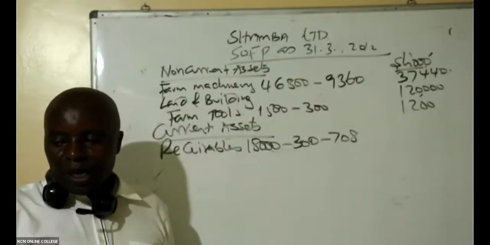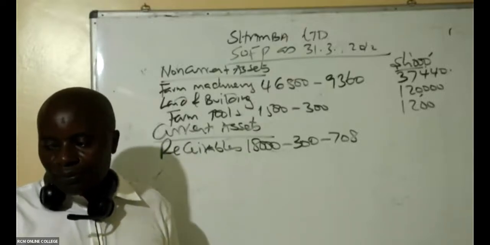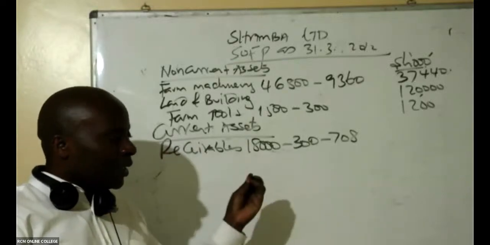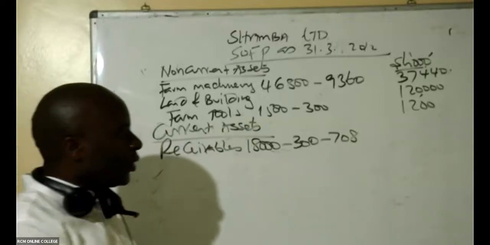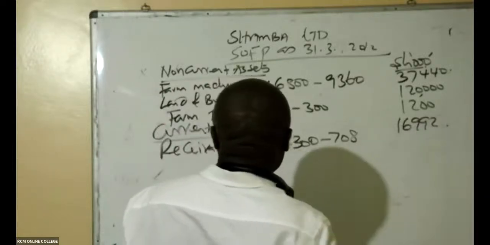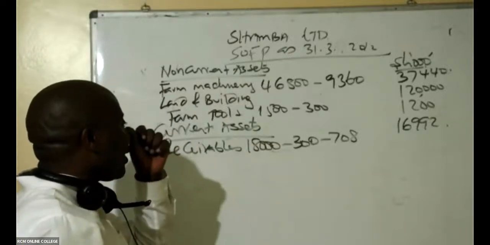So receivables, how much should we be able to put here? Remember receivables, we began with 18,000, but there were specific debts of 300. So 16,992. Is there any other current asset you guys are able to remember?